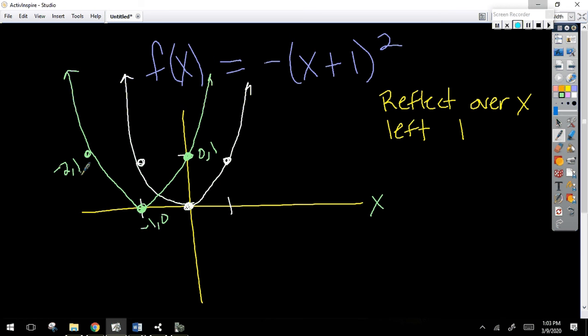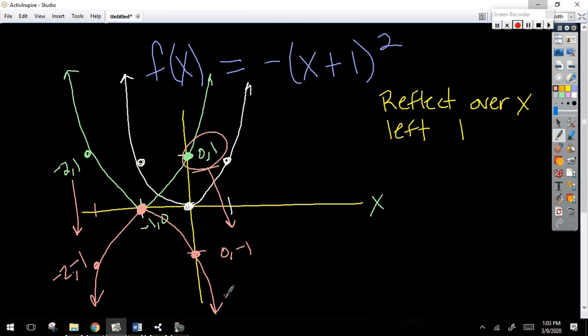How do I reflect over x? Make every y opposite. So this one becomes not 1, 0, but don't flip them around, that's doing inverse. Negate the y: 0, negative 1. Negative 1, 0 stays there because you can't negate 0. How about negative 2, 1? It becomes negative 2, negative 1. You see how it changed? Only the y changed because I'm flipping over x. Does that look like it flipped over the x-axis? Yes. Does that make sense on reflections? Yes. All right.